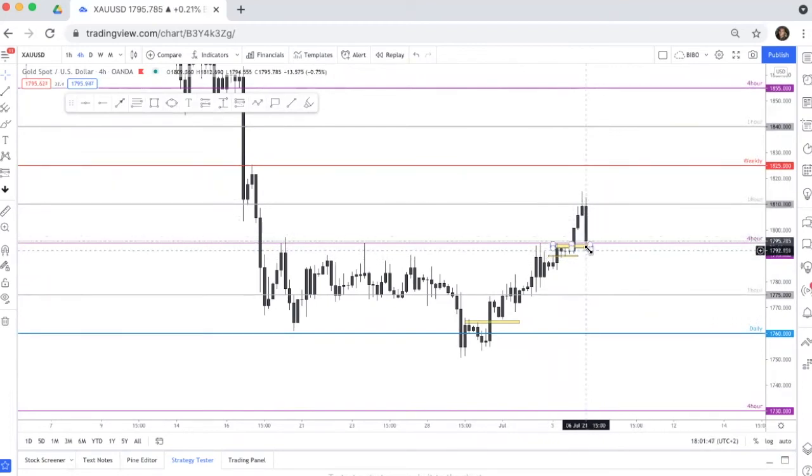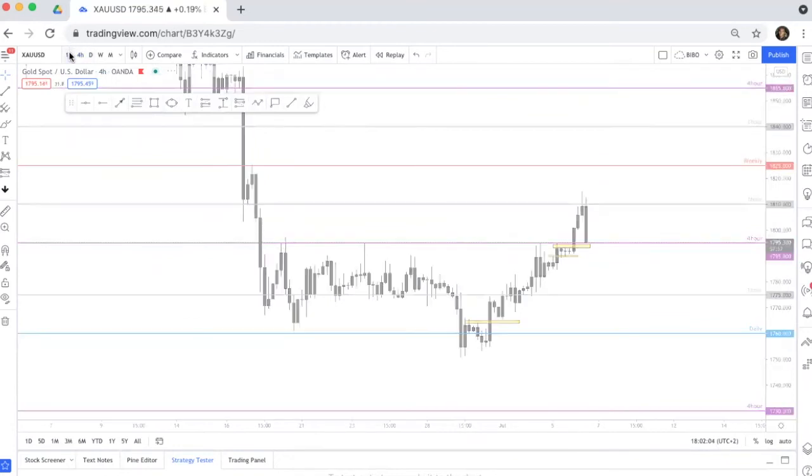It's coming down for a retest right now. So if we can get nice candlestick confirmations on the 1 hour time frame, we can then ride this further up. First target being the previous high, 1810, and final target for myself for this week, hopefully, 1825.